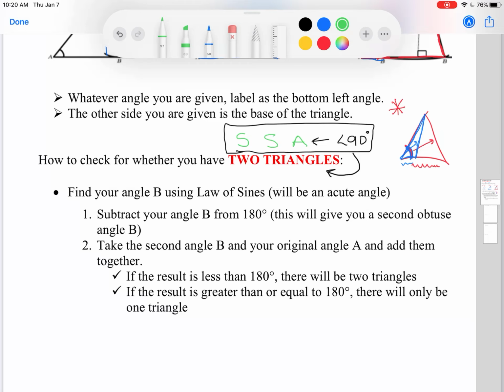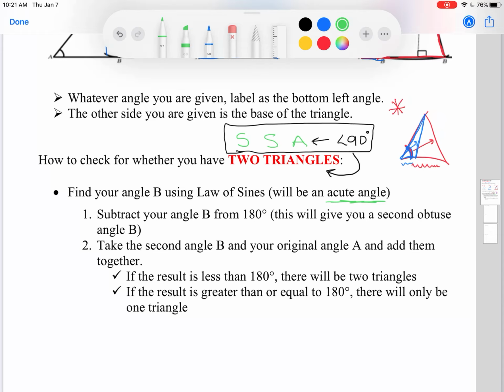So in order to check, we're going to find our angle B using law of sines. So that's going to go back to our first day of notes. Remembering that formula, again, it's on our formula sheet. When we find our angle B, it should come out to be an acute angle, meaning less than 90 degrees. Once we find that, we're going to subtract angle B from 180 degrees, because 180 is the total amount of degrees inside of a triangle. And then we're going to take that angle that we got, and if we can add the original angle to it and it's less than 180, we will have two triangles.